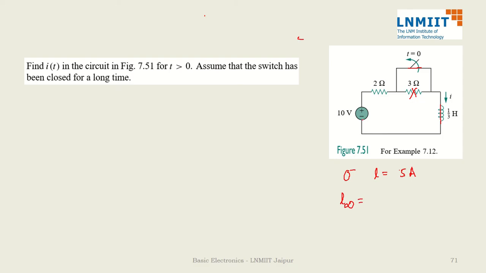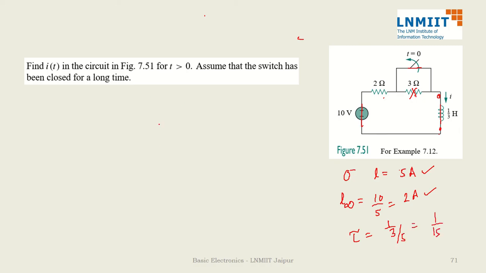the current is going to be, the inductor will again be a short circuit, so that will be 10 by 2 plus 3, 5, that means 2 ampere. That means my initial current is 5 ampere, my final current is 2 ampere. And when I talk about this RL circuit, then by disabling the independent sources, by making it 0, the effective resistance across the inductor is 2 plus 3, 5. That means tau is L by R, 1 by 3 divided by 5, that means 1 by 15.